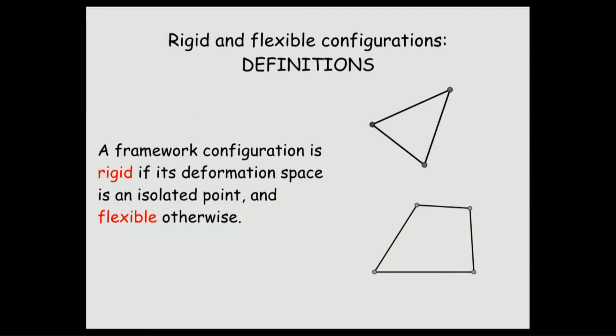So, good. Now this allows us to do the main definition. And the main definition is purely topological. Yeah? So a configuration is rigid if its deformation space is an isolated point. It's a unique point. And it's flexible otherwise. Yeah? No complications. Good. So rigid, flexible.